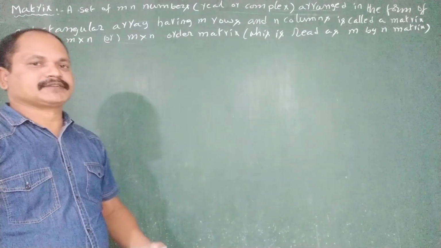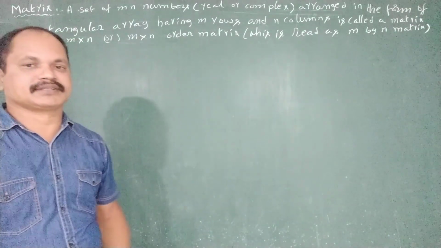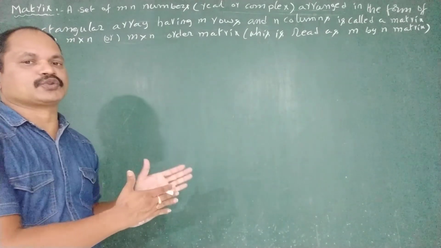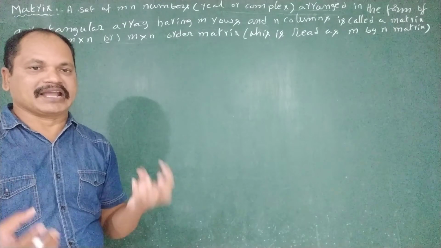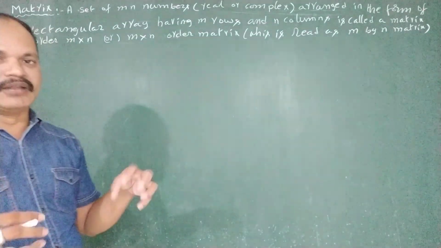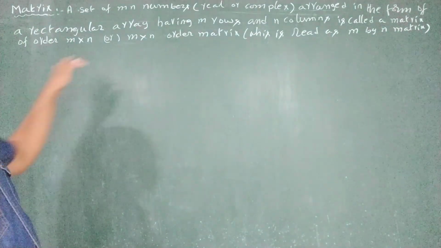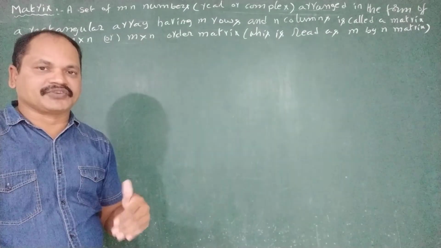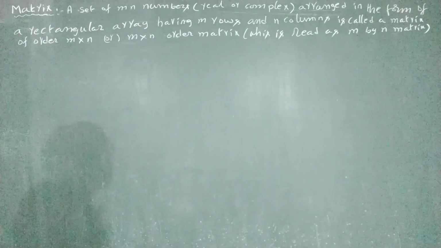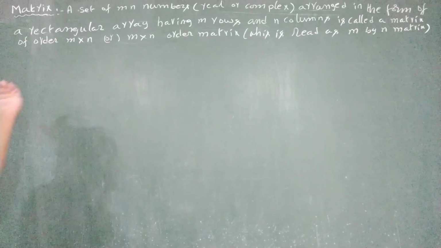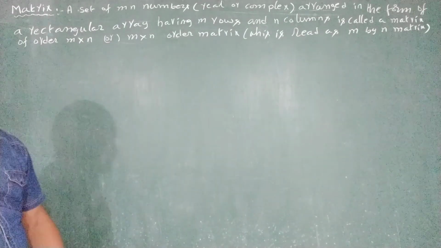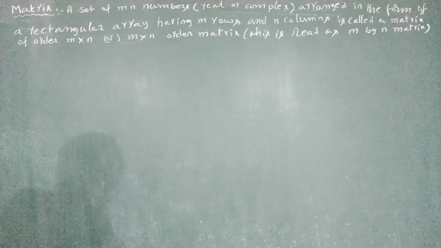What is the definition? The mn numbers mean m rows and n columns. The mn numbers are the elements in the matrix, arranged in the form of a rectangular array of m rows and n columns, called a matrix of order m by n. That's why it is read as m by n.